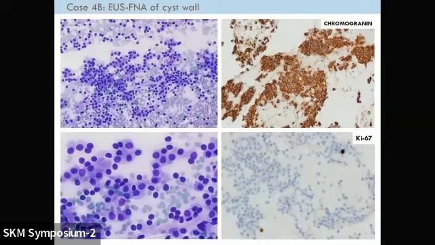As you can see over here, it is showing the classical features of a well-differentiated neuroendocrine tumor, with cells with plasmacytoid morphology and bland, very monotonous appearing nuclei. The tumor cells are showing diffuse positivity with chromogranin, and on Ki67, the proliferation index is less than 2%, which is consistent with the diagnosis of a well-differentiated neuroendocrine tumor.